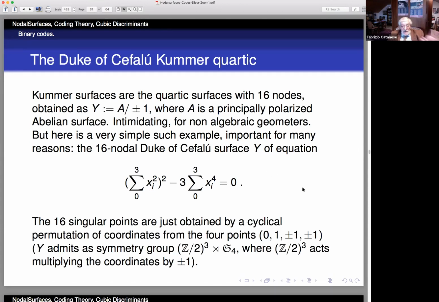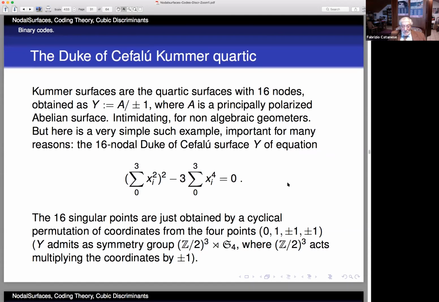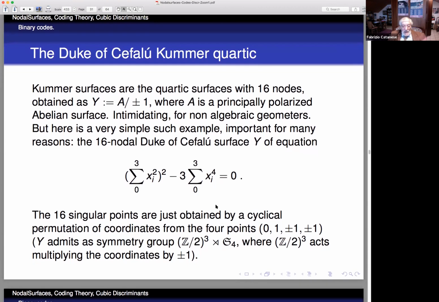This is nice because, first of all, it is defined over Z. Actually, you can even see that you can divide the equation by 2. Anyhow, you see that you must exclude the characteristics 2 and 3. And 3 is obvious because this is a square. The 16 singular points are obtained by a cyclical permutation of coordinates from the 4 points 0, 1, plus minus 1, plus minus 1. And this Y is nice. It admits a symmetry group, the semi-direct product of Z2 to the cubed, multiplying the coordinates by plus minus 1, times semi-direct product with S4. So it has many symmetries, and the important thing is that the surface is defined over Z and also the singular points.